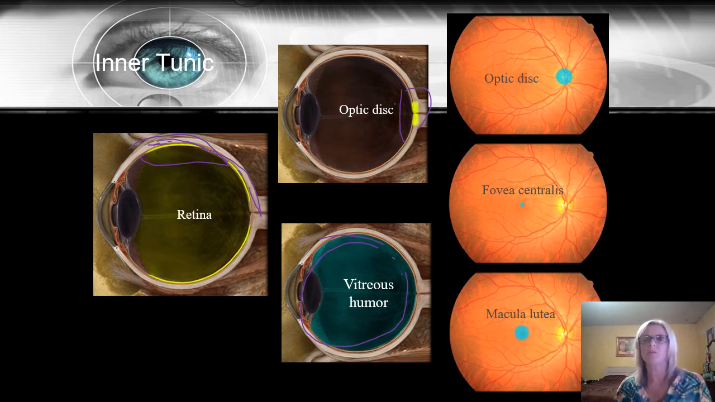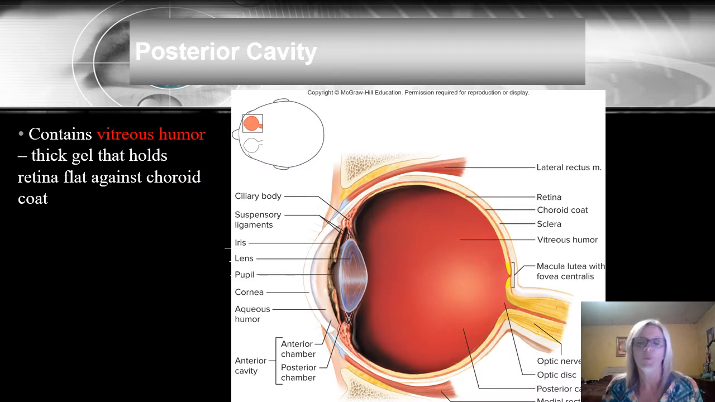And then here are some views from actually looking inside the eye with an instrument like you would if you were at the ophthalmologist. You can see the optic disc, the fovea centralis, and the macula lutea. The posterior cavity contains that vitreous humor, that thick gel that holds the retina flat against that choroid coat. You can't really see it very well in this picture, but if you get to dissect the eye, it is very clumpy like and thicker, much thicker than the aqueous humor.